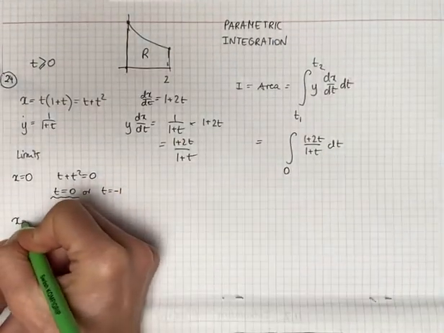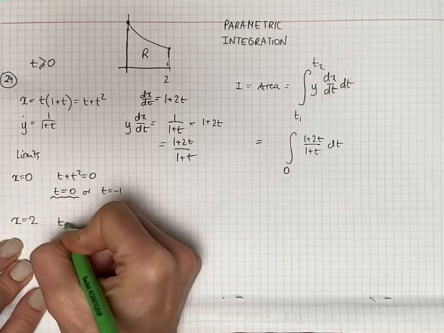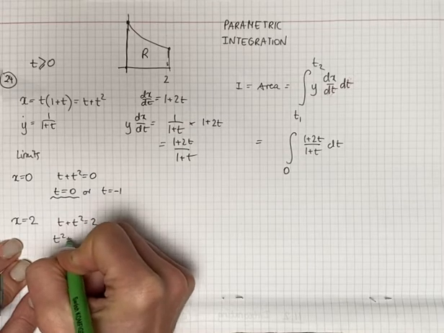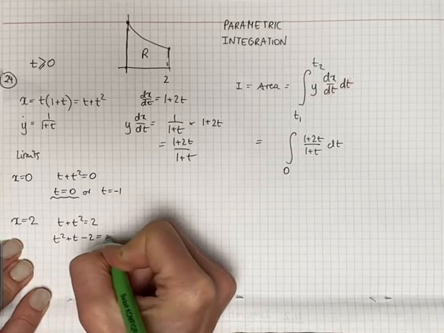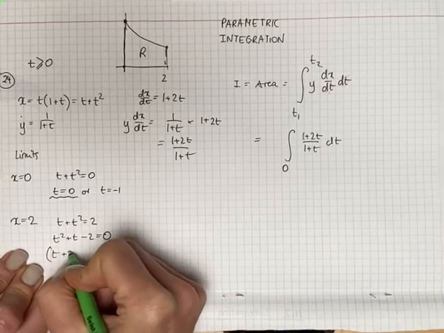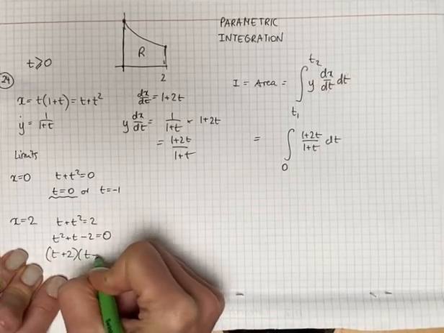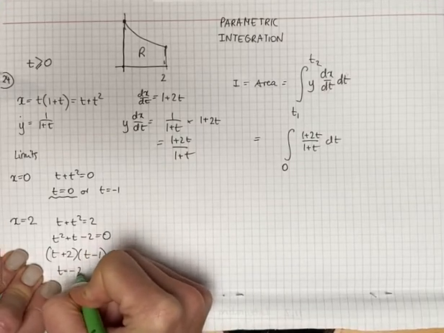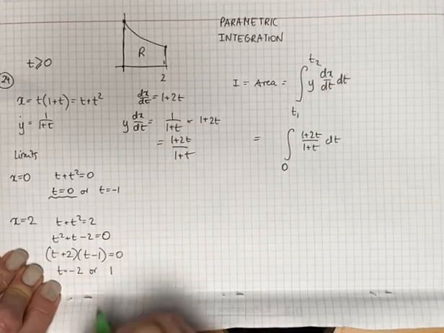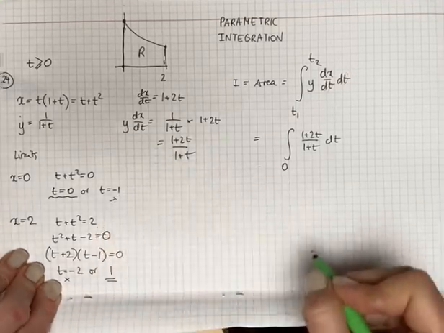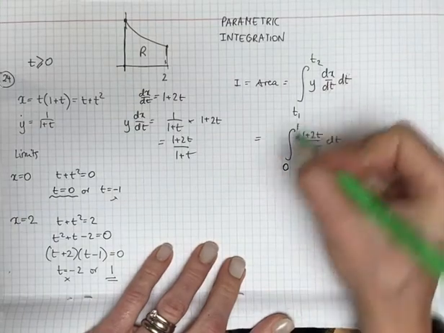And then the second one, x is equal to 2, so that gives me t plus t squared is equal to 2. So t squared plus t minus 2 is equal to 0. So let's try and factorize it, which should be nicely done. Yeah, that works. So you've got two solutions, minus 2 or 1. Again, you're going to pick 1 as this one is rejected because it's negative. So the upper limit is 1.